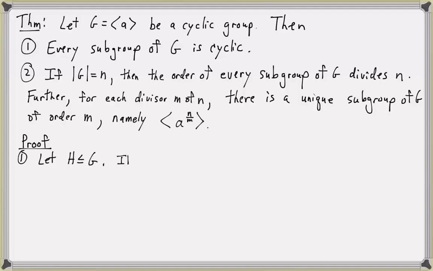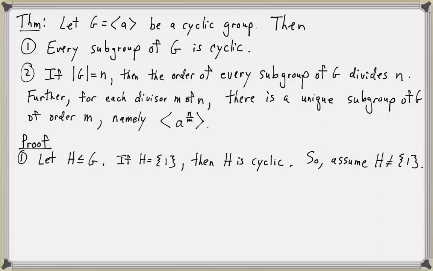Well, if H is a trivial subgroup containing only the identity, then H is cyclic. So let's suppose we're dealing with a non-trivial subgroup. So assume that H does not equal the trivial subgroup containing 1. Since this is non-trivial, we have an element of H that is a power of a. So then some power a to the k is in H for some k not equal to 0. And since H is a subgroup, it must be closed under inverses, so a to the minus k is in H as well.